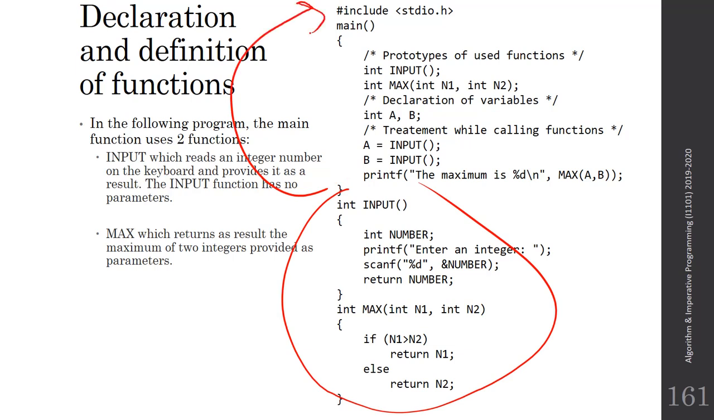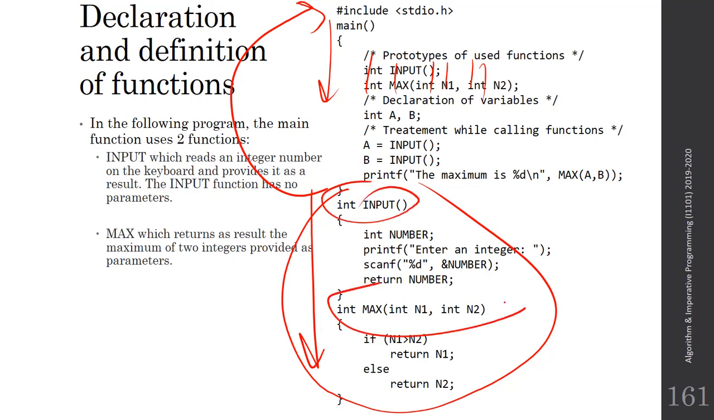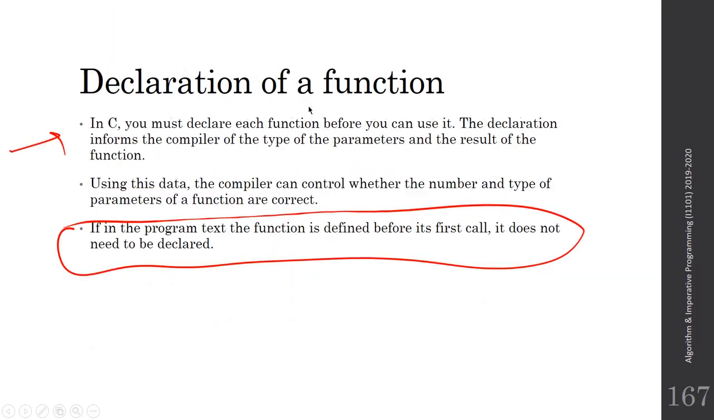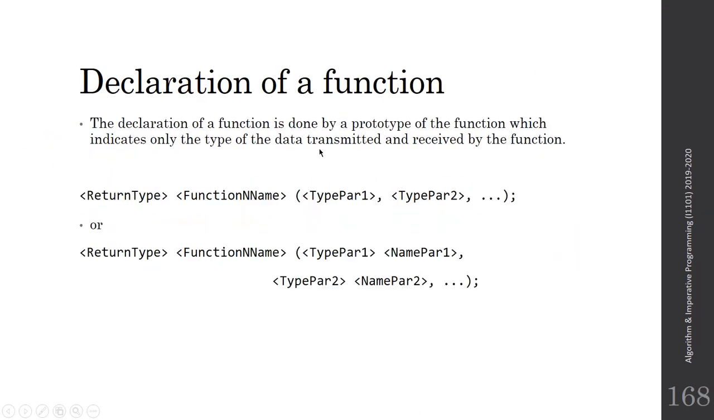Whenever I'm writing that, there's no need to do the prototype, because by the time it reaches main, the compiler has already passed over input and max. There's no need to tell the compiler that I'll be using them, because it already knows the code, the prototype and the type of the function. So this is how I'll use it. However, we will see in a while that there are other schemes too.